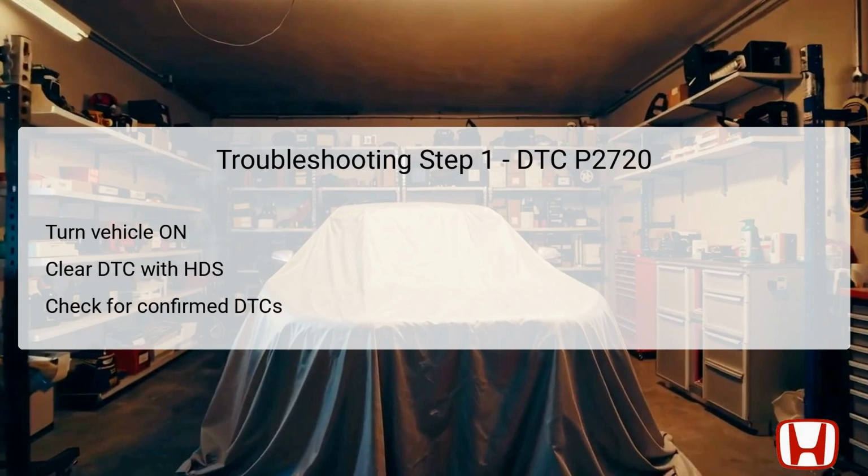The first troubleshooting step involves verifying the problem through the Auto Diagnostics system, HDS. Begin by turning the vehicle to the on mode without starting the engine. It's important to ensure that potential electronic systems are active for accurate reading. Next, clear the existing diagnostic trouble codes using the HDS tool. This step resets the DTC status.